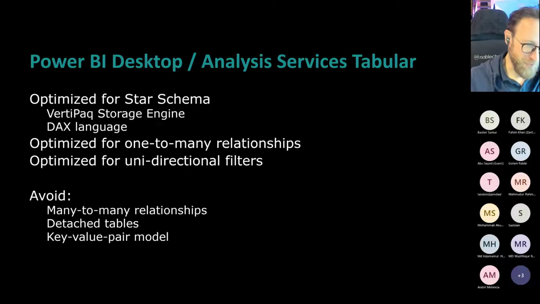So before we even start, before we come to the advanced stuff, I want to make sure that the many-to-many relationship, you should stay away from. You should not use it. Detached tables, that means tables which have no physical relationship between one table and the other one, you should not do that. And the key-value pair model, as we will see in a second, is very flexible for the application developers, but this is a nightmare in doing reports on it.